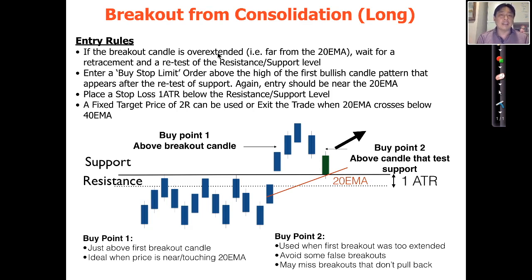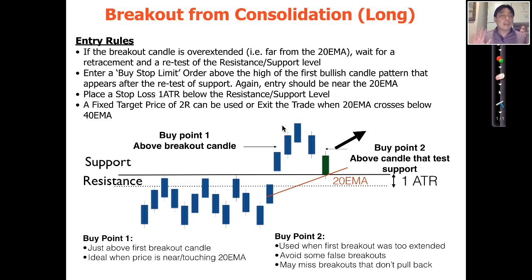If the breakout candle is overextended, wait for a retracement and a retest of the resistance/support level. Enter a buy stop limit order above the high of the first bullish candle pattern that appears after the retest of support, which is over here. I'll show you a few examples in a short while. Again, your entry should be near the 20 exponential moving average. The stop loss is placed 1 ATR below that support/resistance level. Again, when you exit the trade, you either place a fixed target price of 2R or you exit the trade when the 20 EMA crosses below the 40 EMA.